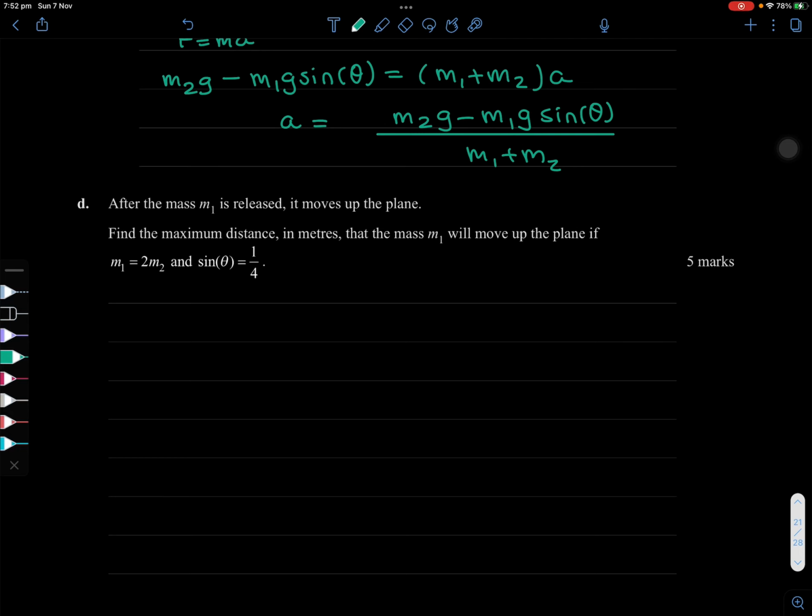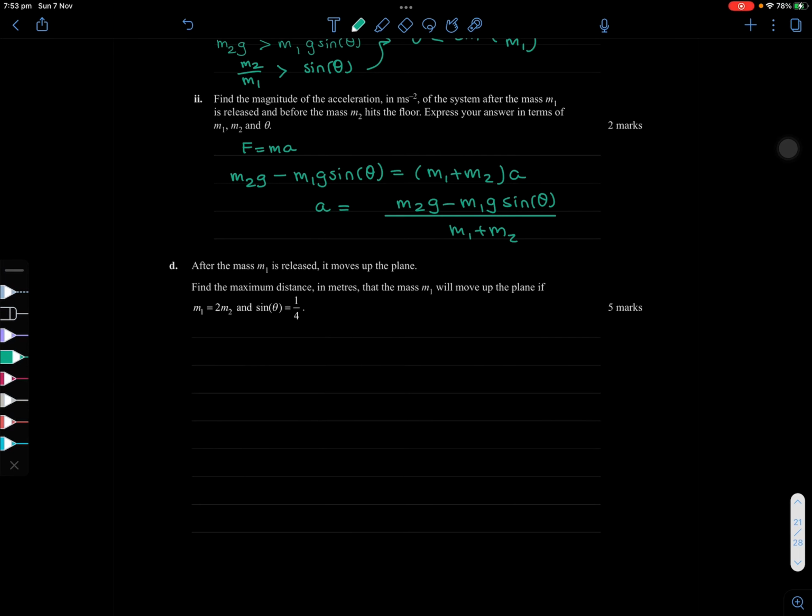All right, now this one is crazy. When you see a 5 mark on your exam, definitely take a minute to breathe. Take a minute to make sure that you fully understand what's going on, because it's a big chunk of your exam that you don't want to miss, right? So it says, after the mass m1 is released and moves up the plane, find the maximum distance in meters that the mass m1 will move up the plane if those parameters are true.